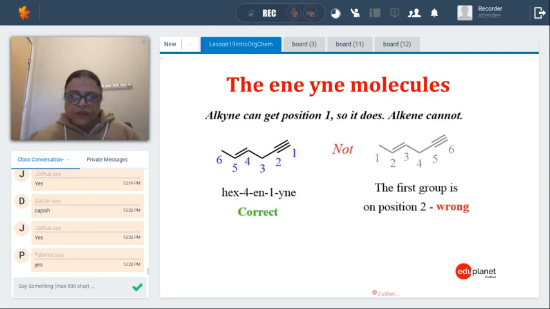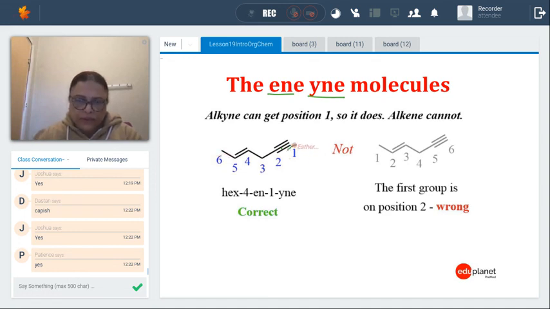So when I have a molecule that has both a double bond and a triple bond, I call this an N-ene molecule. It has a double bond and a triple bond. Okay, so let's see, how do I count? Let's look at this molecule. It has a triple bond and a double bond.